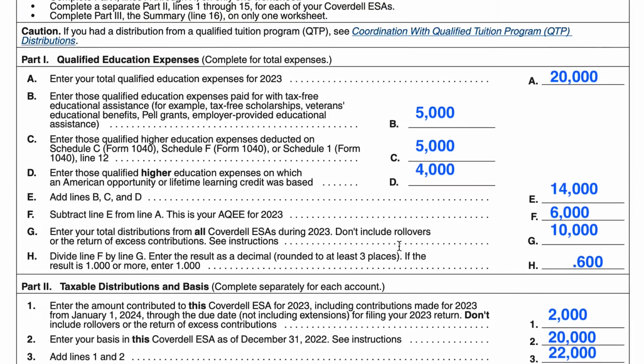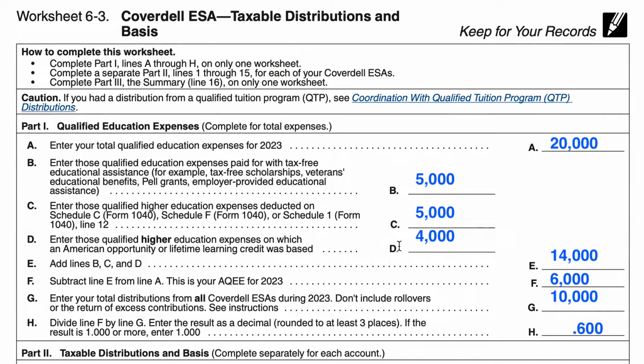So just trust that part of the process and understand that you may need to incorporate other factors. For example, if you had a distribution from a college 529 plan, then there's a part of the publication that has to do with coordinating your Coverdell distributions with your 529 distributions, what the IRS refers to as a qualified tuition plan or program.